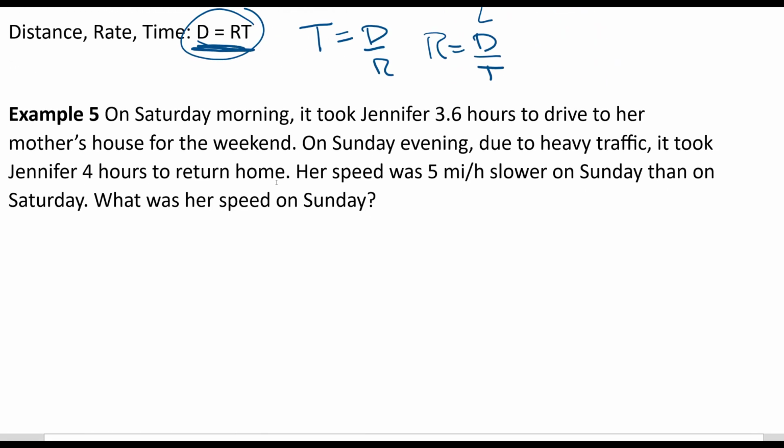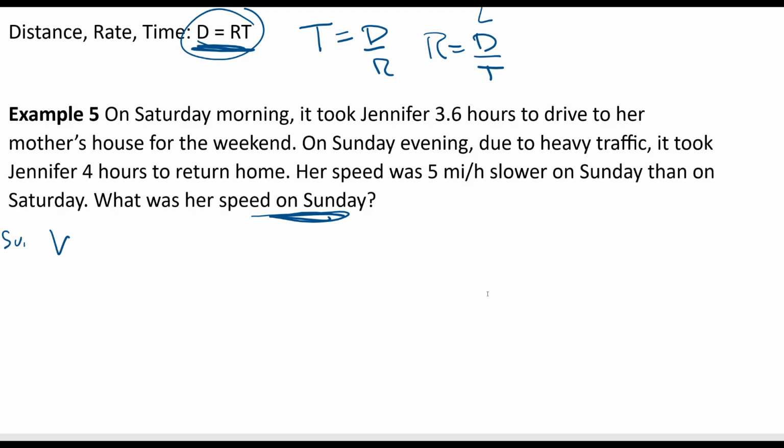So on a Saturday morning, it took Jennifer 3.6 hours to drive to her mother's house for the weekend. On Sunday evening, due to heavy traffic, it took Jennifer 4 hours to return home. Her speed was 5 miles per hour slower on Sunday than it was on Saturday. What was her speed on Sunday? So Sunday is the base that we're looking at. So I'm going to do V for velocity.